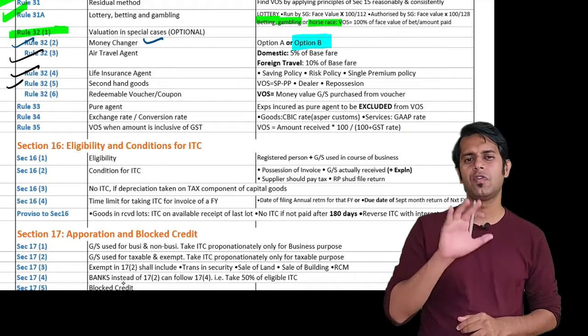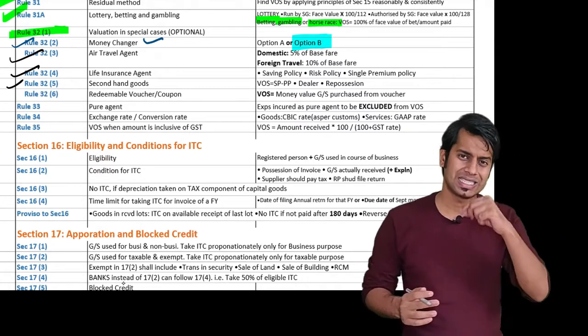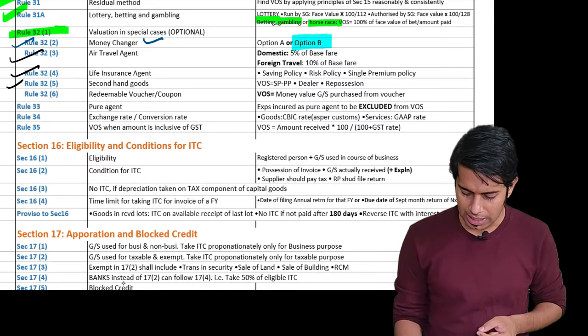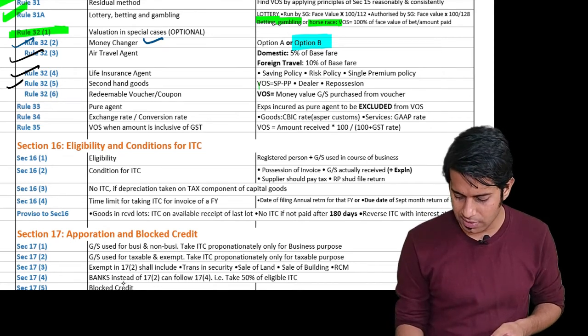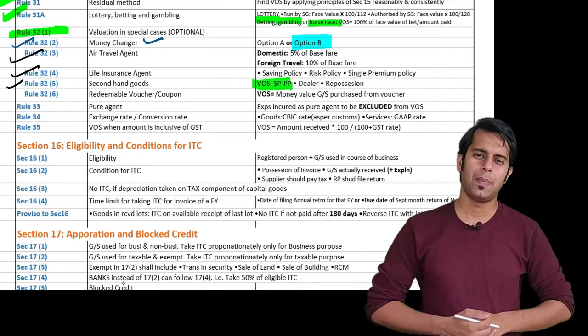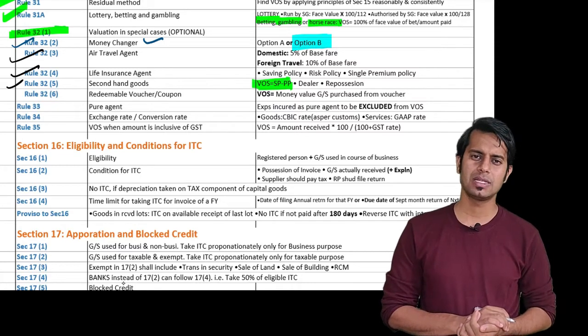Rule 32 sub rule 5 talks about second hand goods. In case of rule 32 sub rule 5, it says value of supply is selling price minus purchase price. Value of supply is what? Selling price minus purchase price.